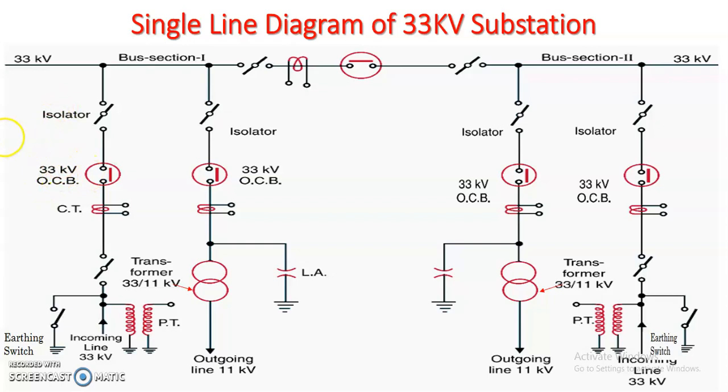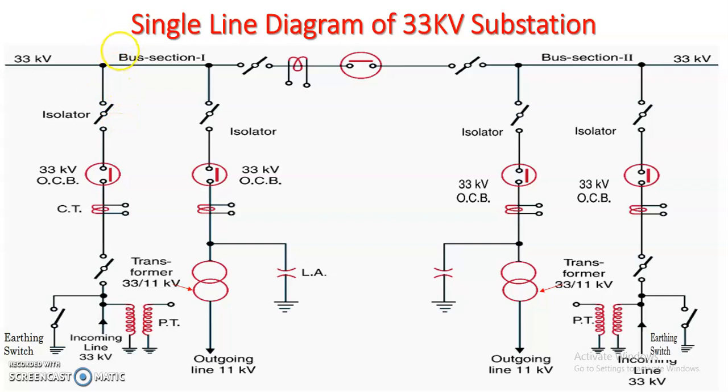Then next we are using a 33 kV oil circuit breaker. In order to quench the arc, we are using oil in the circuit breaker. The circuit breaker will operate either manually or automatically. It will operate after the occurrence of a fault. If a fault occurs in the system, the circuit breaker contact will open, and the rest of the components located in the substation will be protected from that fault current.